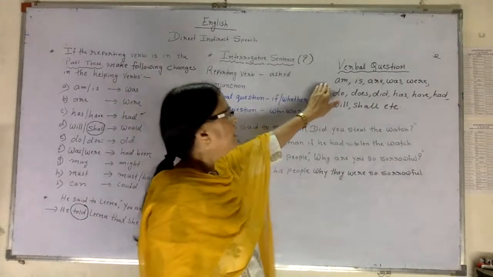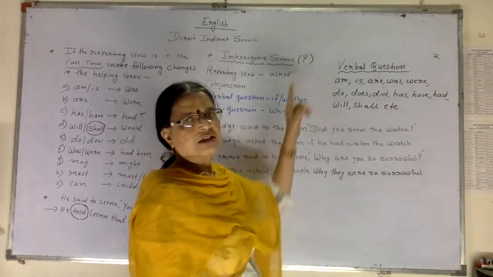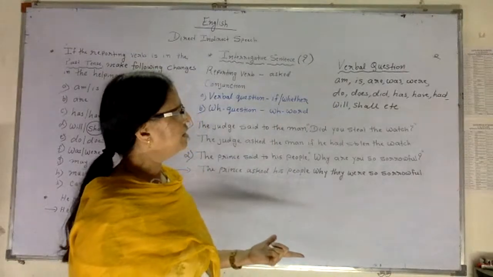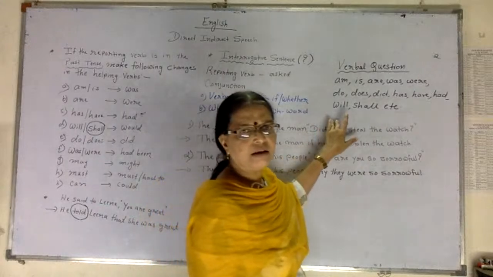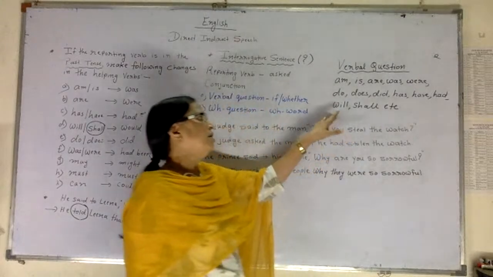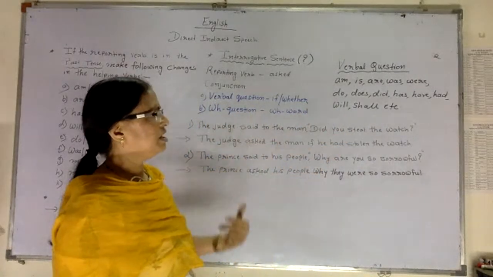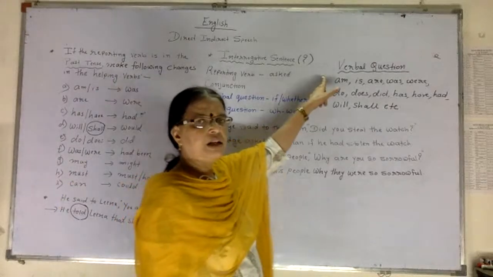Now, if you see, am I right? You're asking, am I right? Then the answer will be yes or no. We always use, may I come in? That is a verbal question, because for may I come in, the answer will be yes or no. So it is a verbal question.